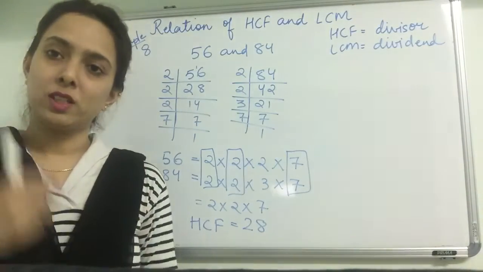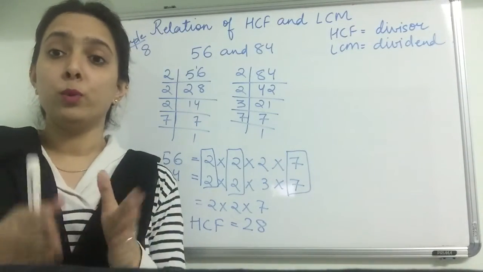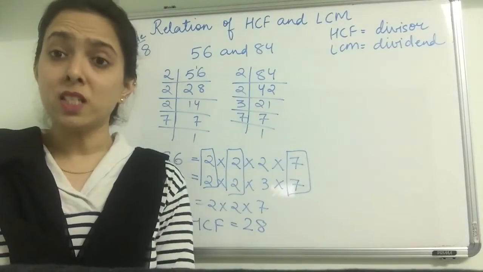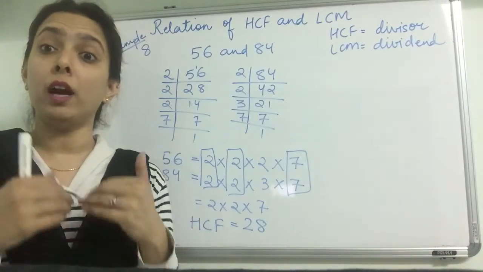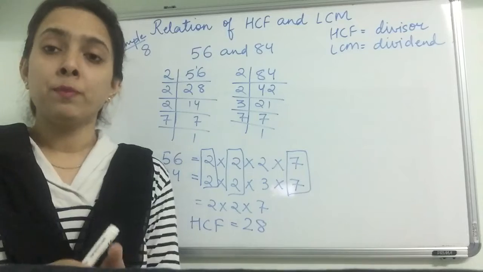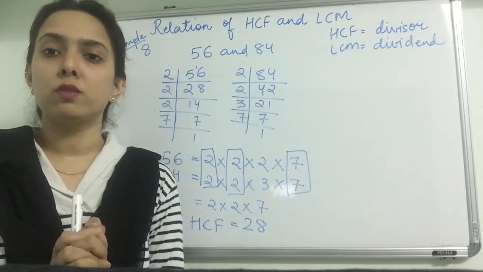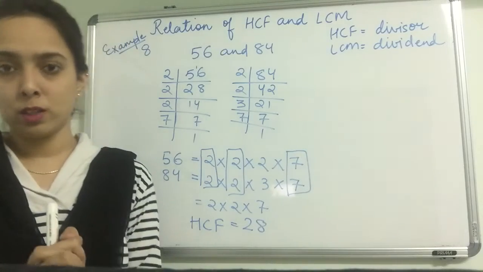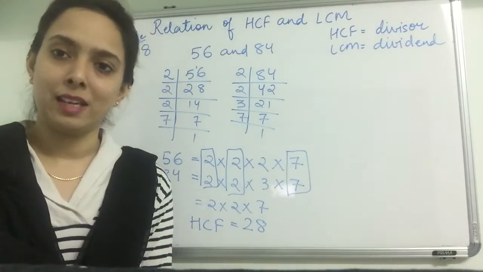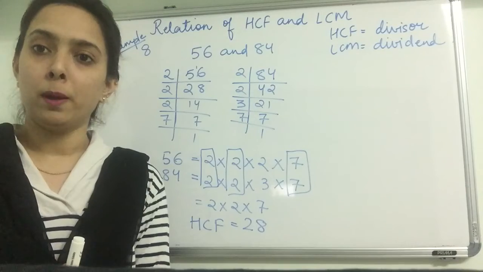If the question says find out the number which can be divided by, it means we have to divide that number. So in that case we have to find out the dividend. This would be much more clear to you by solving the next example. So let's go for example number 9.